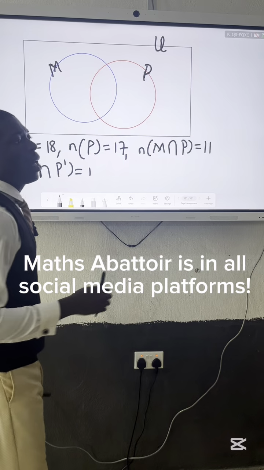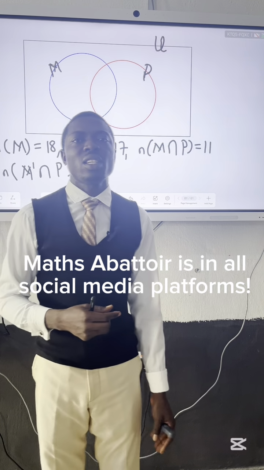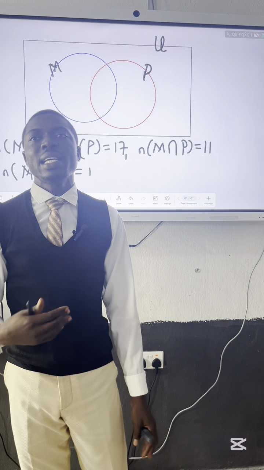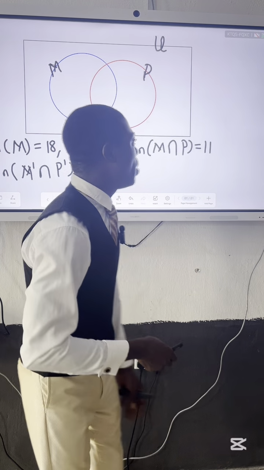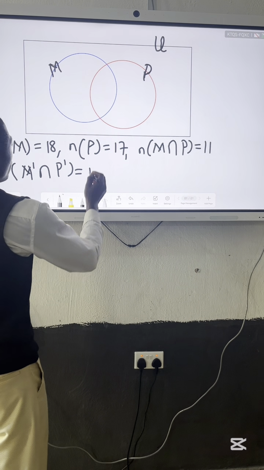What it means is that M complement means that the candidate did not pass mathematics. Now P complement or P prime means what? The candidate did not pass physics. All right, so that's what it means. The candidate did not pass both, so that's 1.